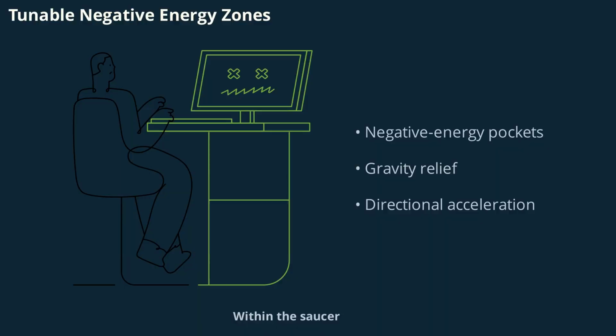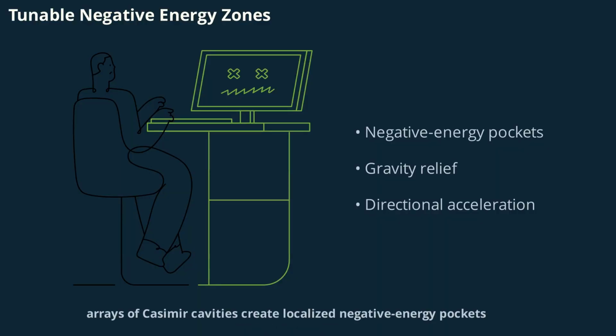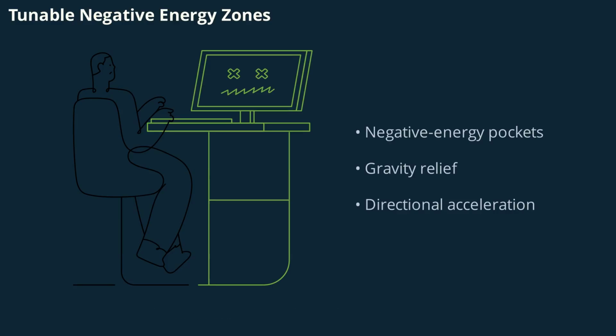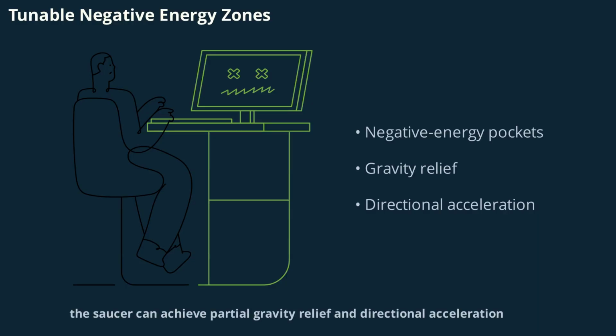Within the saucer, arrays of Casimir cavities create localized negative energy pockets. These pockets act as wells and ridges in the structured vacuum, allowing the craft to reduce its effective weight or bias the gravitational vector. By dynamically shaping these negative energy zones, the saucer can achieve partial gravity relief and directional acceleration, all without traditional propulsion.